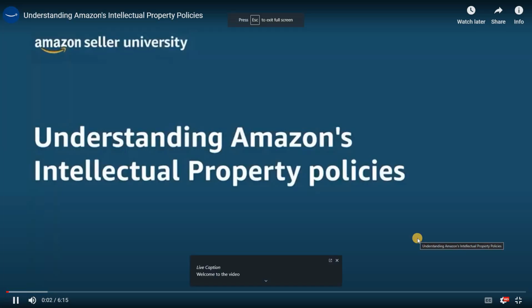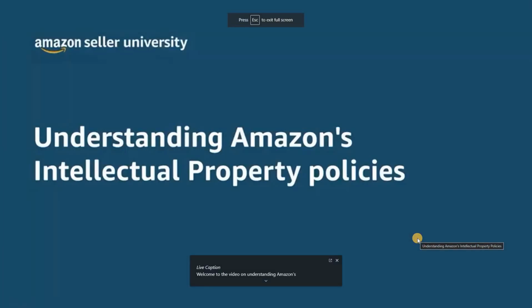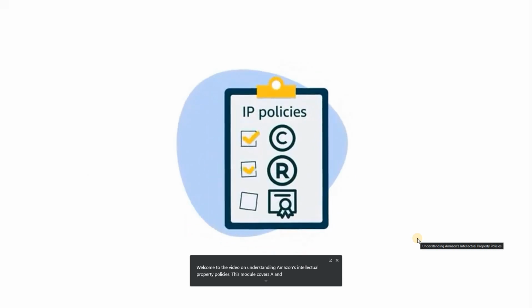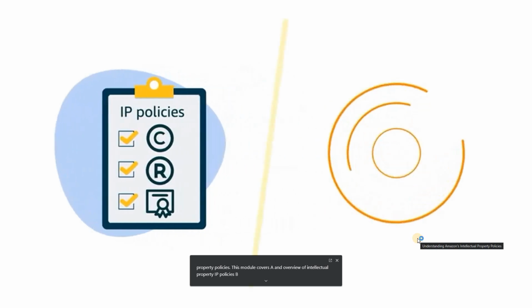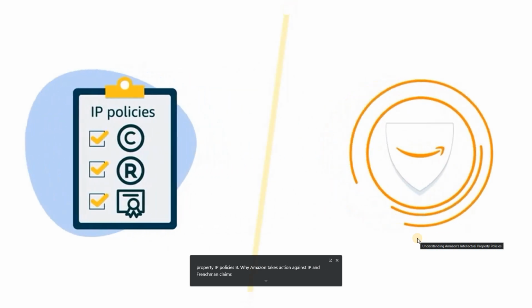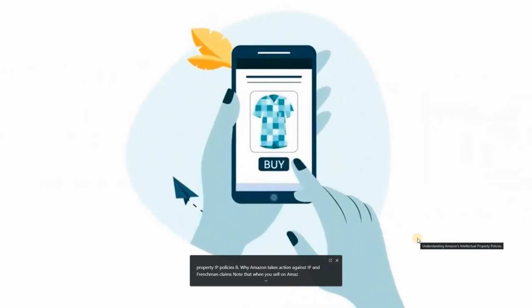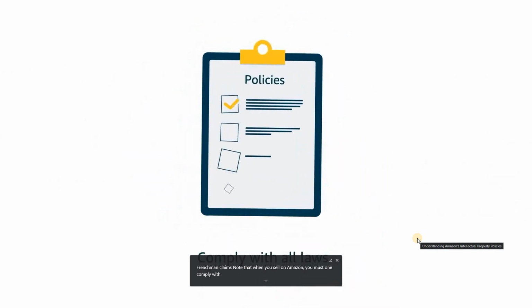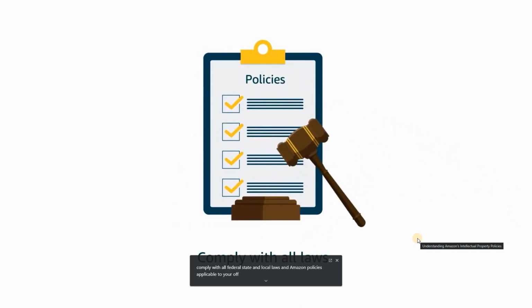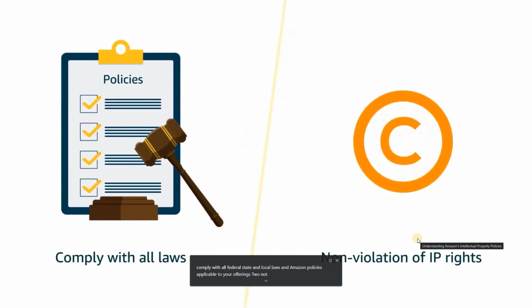Welcome to the video on understanding Amazon's intellectual property policies. This module covers A. An overview of intellectual property (IP) policies. B. Why Amazon takes action against IP infringement claims. Note that when you sell on Amazon, you must 1. Comply with all federal, state, and local laws and Amazon policies applicable to your offerings. 2. Not violate IP rights of brands and other rights owners.